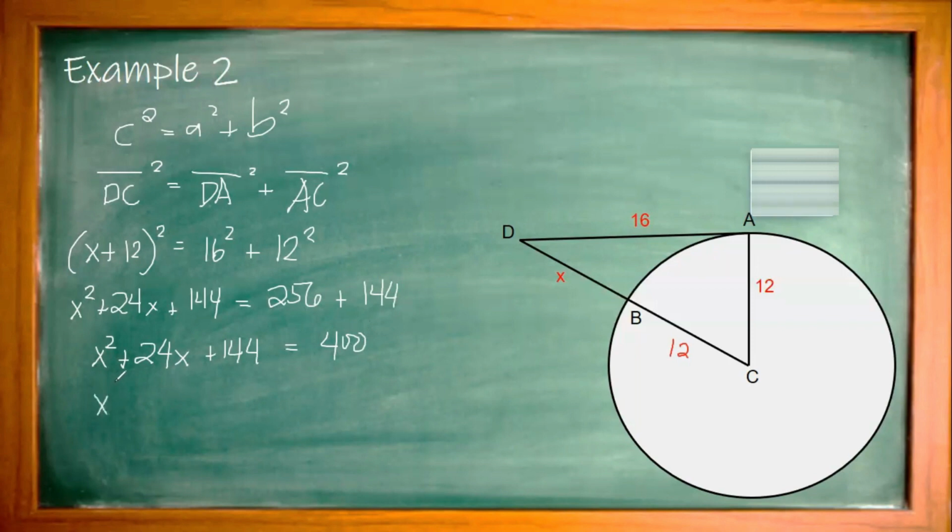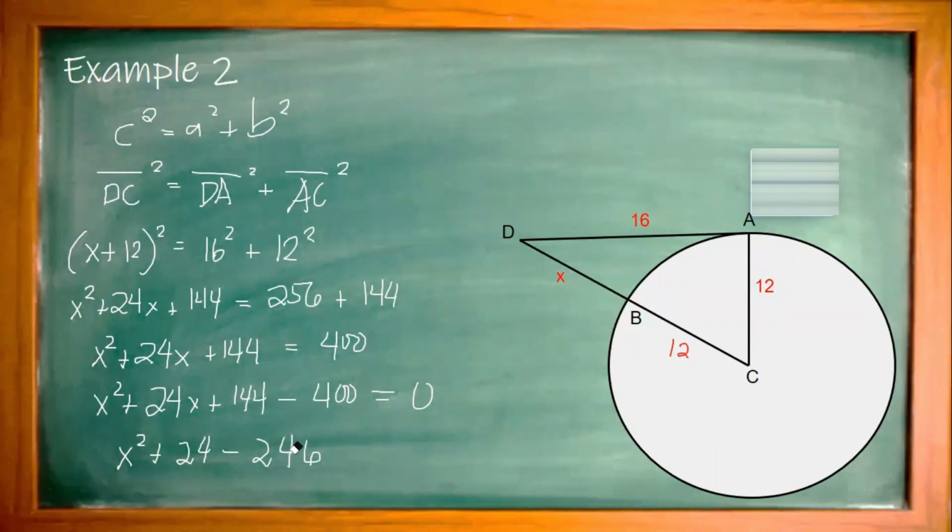So the result would be x squared plus 24x plus 144 minus 400, and that would be equivalent to 0. Then we can combine like terms. If we subtract that one, results to x squared plus 24x minus 256. Okay, correction on that, that is 256. That would be equivalent to 0.